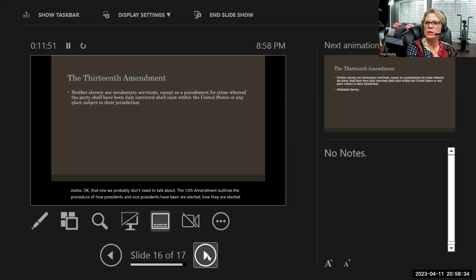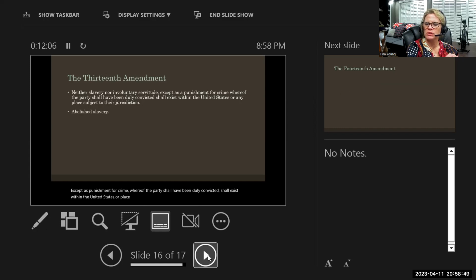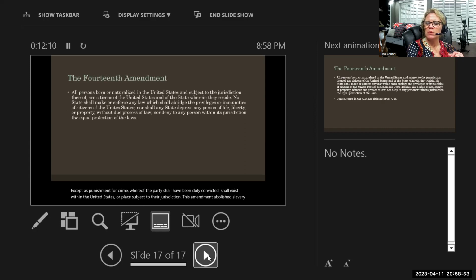The 13th Amendment abolishes slavery: neither slavery nor involuntary servitude, except as punishment for crime whereof the party shall have been duly convicted, shall exist within the United States or any place subject to their jurisdiction. This amendment abolished slavery. The 14th Amendment is the last one that we're covering.